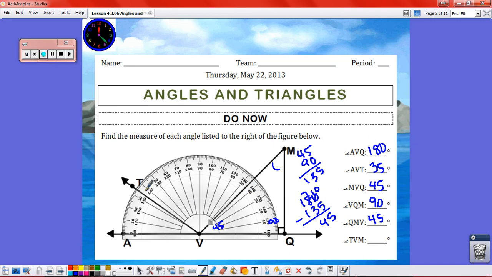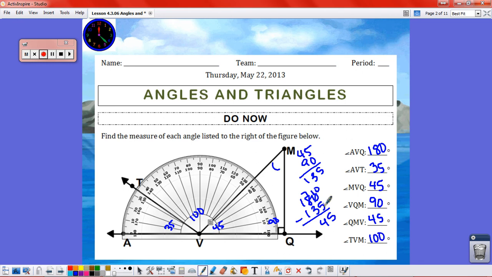And then the last one is angle TVM, which is an obtuse angle, but it doesn't pass through along the zero edge, so I can't just look at where it passes through. I have to actually either count, or I have to use some addition and subtraction to figure out, well, the whole thing is 180, this part is 35, this part is 45, what's left over for this part? So 35 and 45 makes 80, and 180 minus 80 is 100 degrees, so this should be 100 degrees.